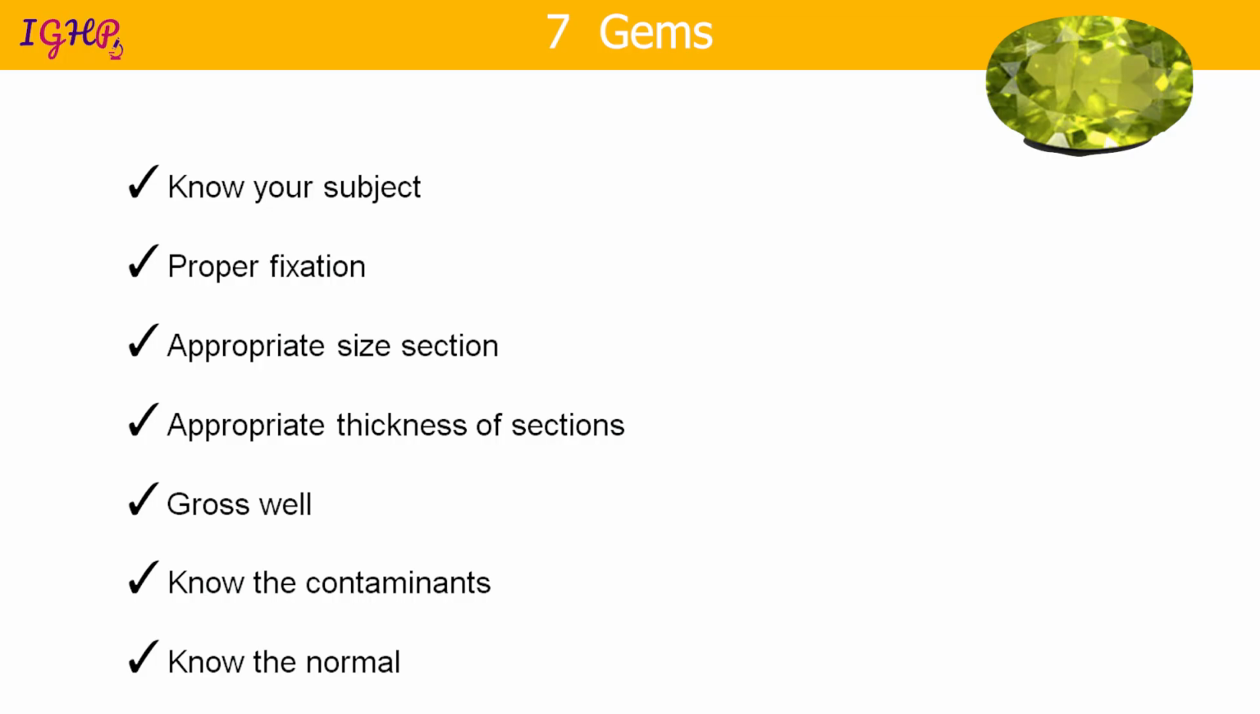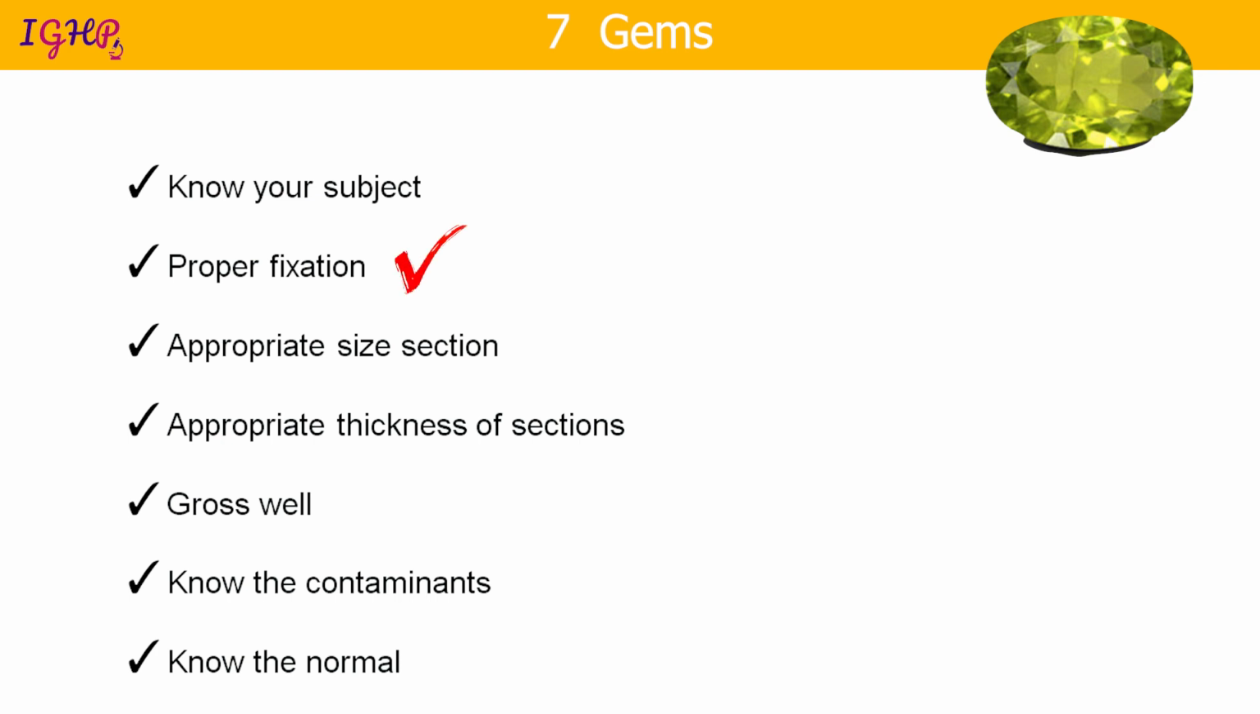So with this, I would conclude with the 7 gems of histopathology. And the 7 gems for the introductory session of histopathology will be: know your subject. It is very important to know what I am doing, how I am doing, and why I am doing this. Always keep asking yourself why, and that is how you're going to learn histopathology throughout your life. A proper fixation is a must.